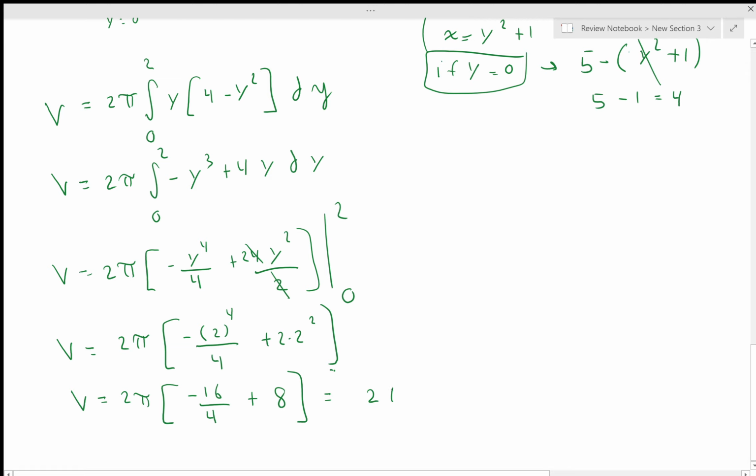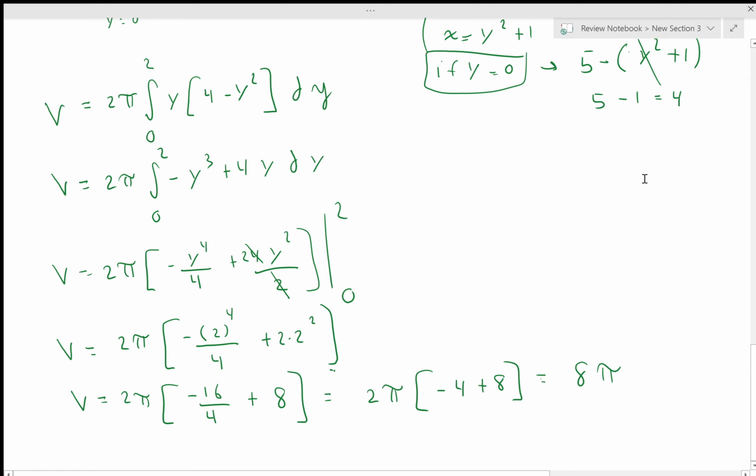So I'm going to still have my 2 pi here. Negative 16 over 4 is negative 4, plus 8 is equal to, on the inside we have positive 4 times 2 pi is indeed 8 pi. We show the volumes are the same.